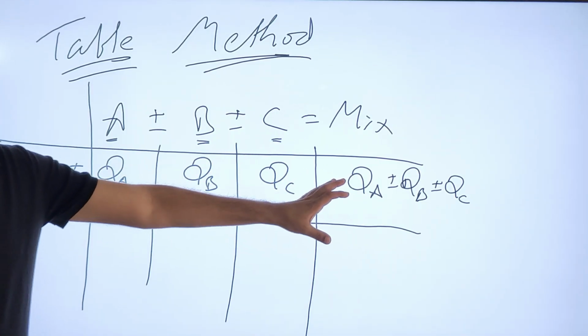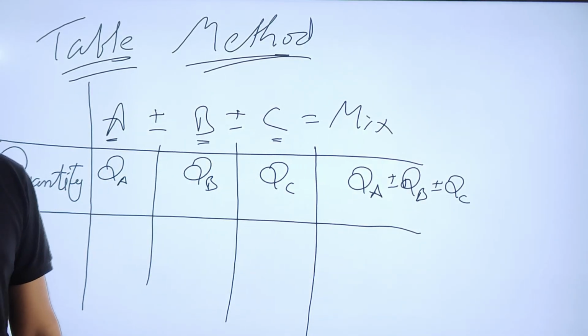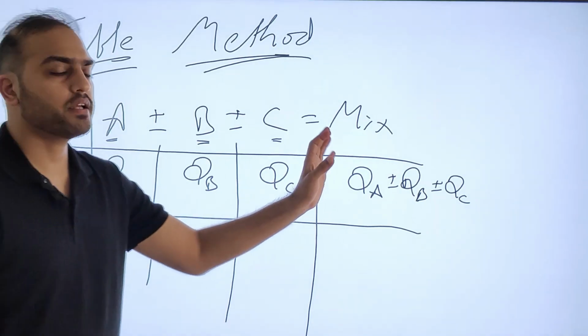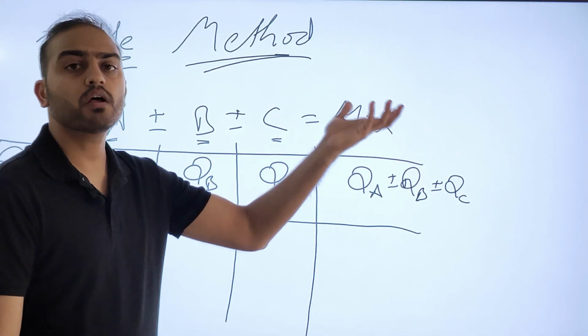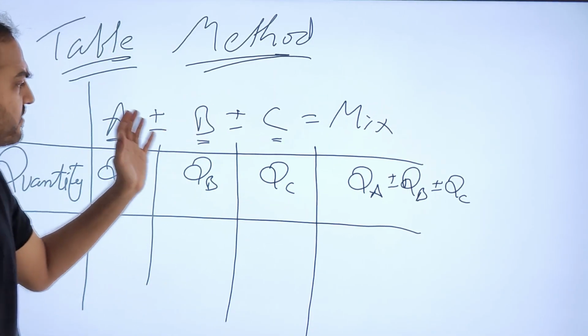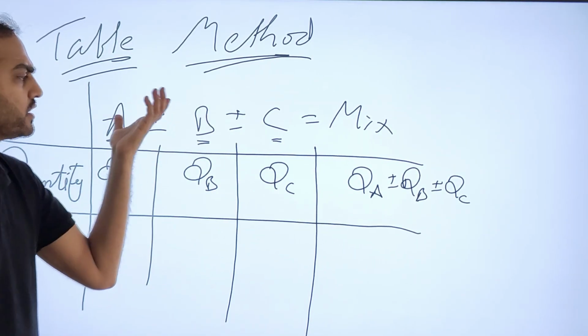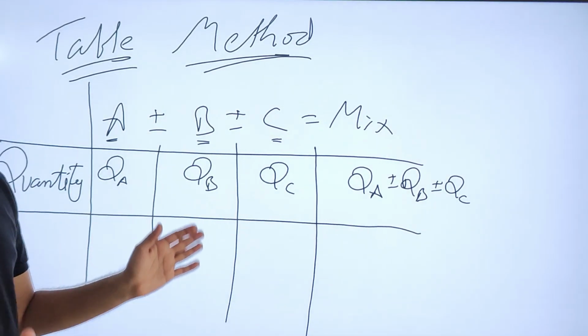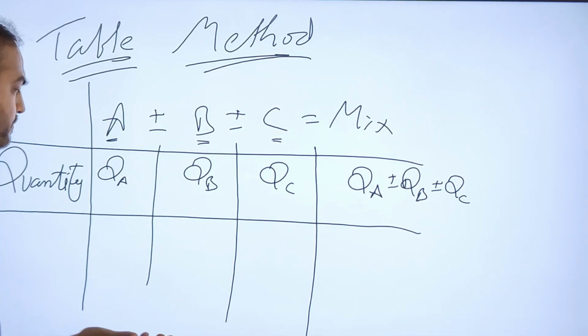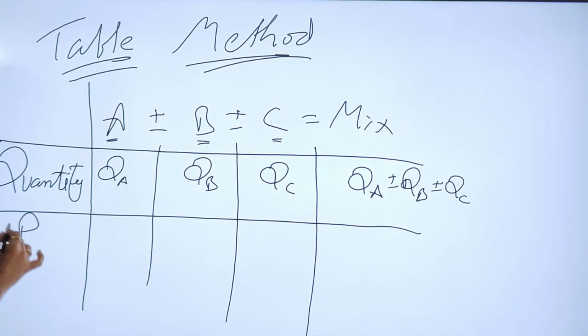So net quantity, this is where we start. Net quantity is again QA plus or minus QB plus or minus QC, depending on the question. And if you have two elements, then only two elements; three, three; four, four. You can have however many elements you want. It's a logical method, so it will work all the time. Then we write P.